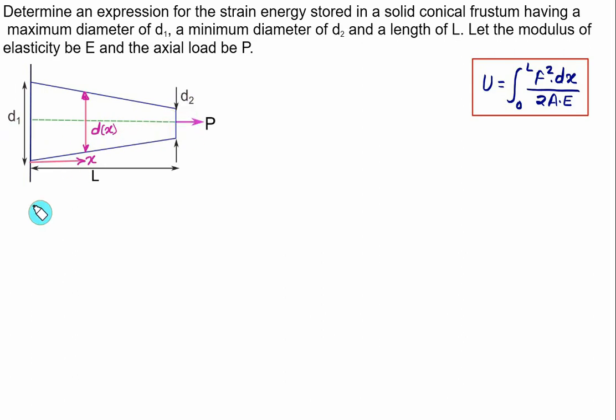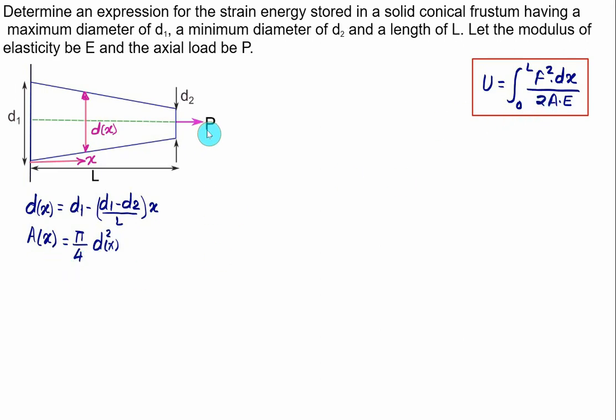So the diameter d at any distance x will be equal to d1, that will be the larger diameter, minus the slope. This time the slope is (d1 minus d2) divided by L, and this whole thing is multiplied by x, that is the distance x. Since the diameter is variable, the area at the same section at a distance equal to x will be equal to pi by 4 into the diameter at distance x, and we have the square of it. We'll put this value back here and we'll solve this equation.